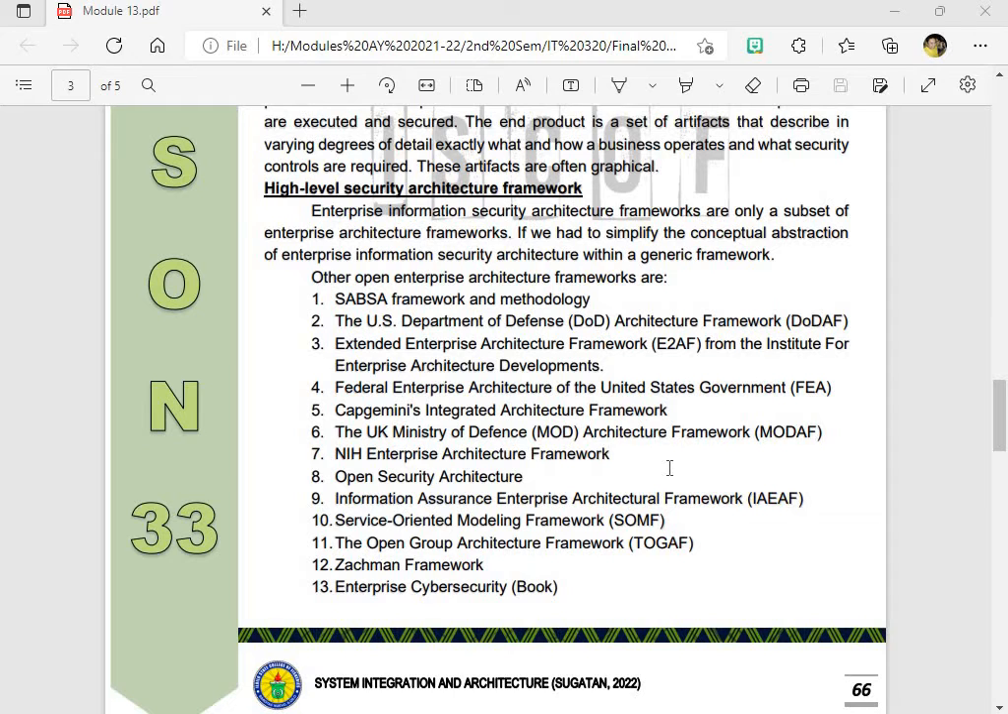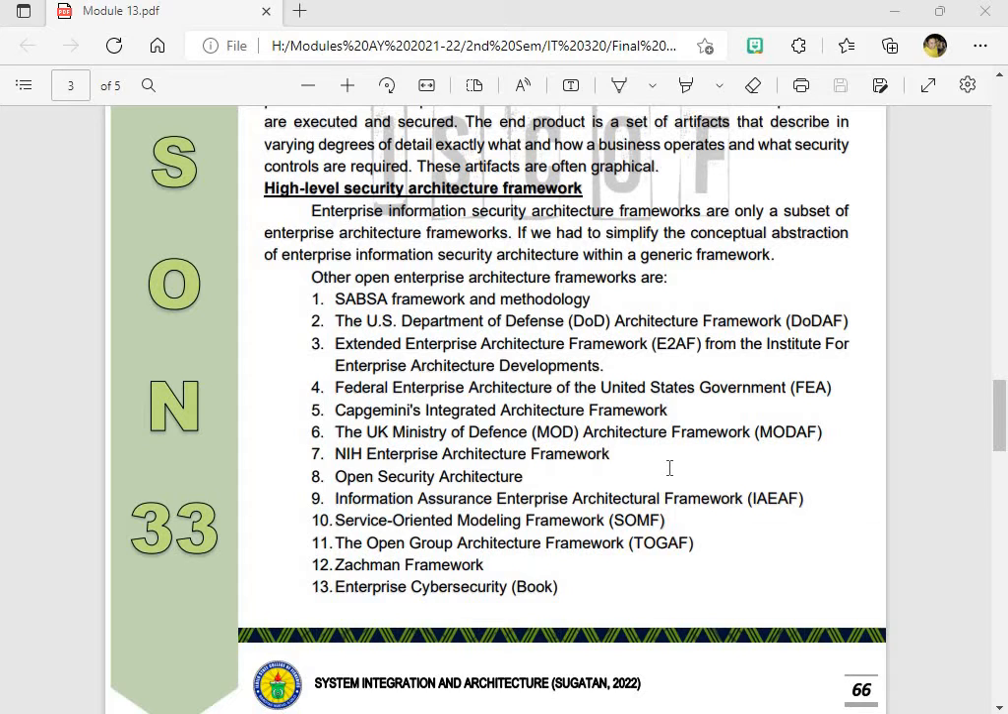Number 8 is Open Security Architecture. This one is open, so you just research it. You can access this one. Okay, it is open security. So it's similar to your open source network, open source software. So this open security architecture is free and free to use by everyone.